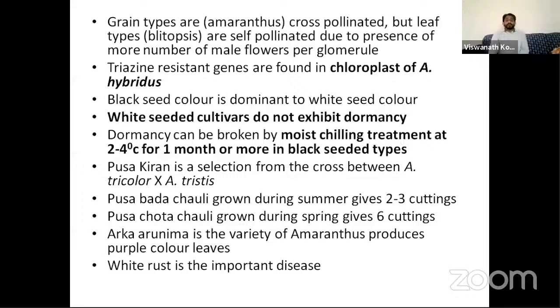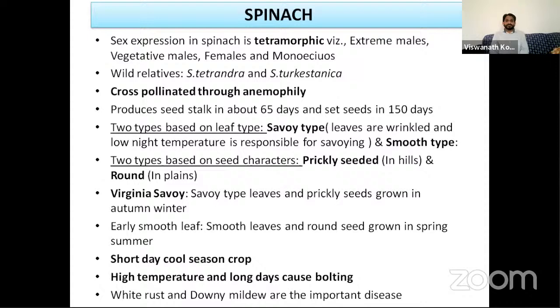So spinach is another important leafy vegetable. There are four types of sex forms in spinach: extreme males, vegetative males, females, and monoecious. Spinach is a cross-pollinated crop, and the cross-pollination is mediated by wind, anemophily. And there are two types based on the leaf type. Savoy type, where the leaves have curls and wrinkles, and the low night temperature is responsible for savoying. Whereas the smooth type does not have curls, with smooth leaves.